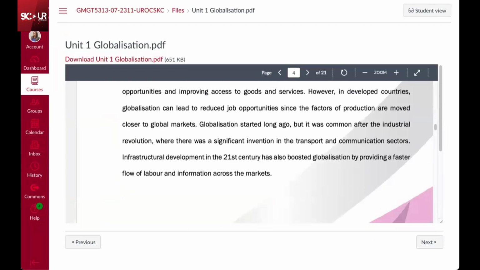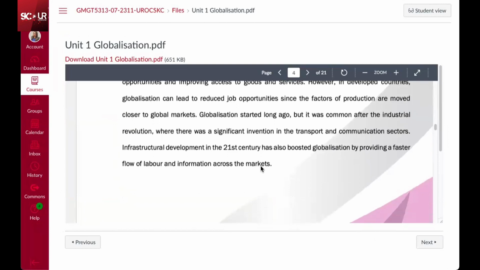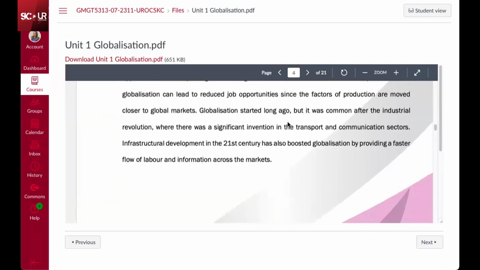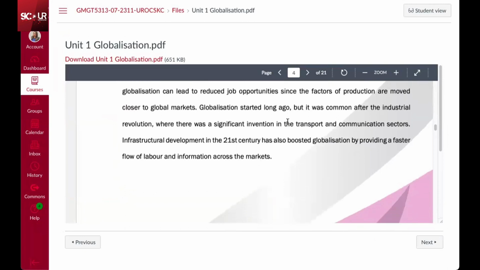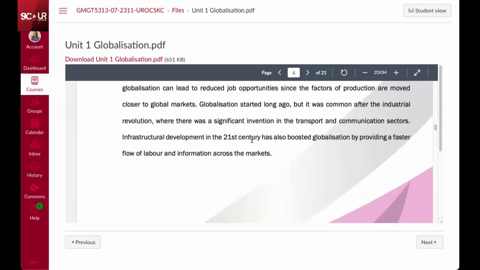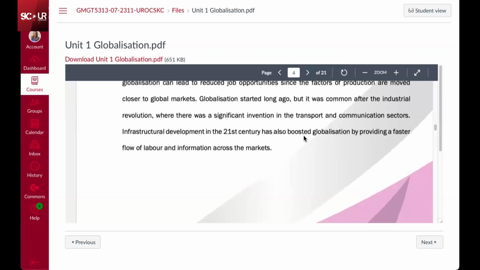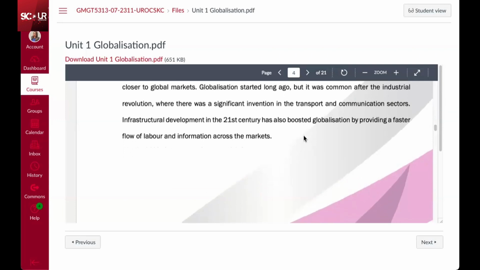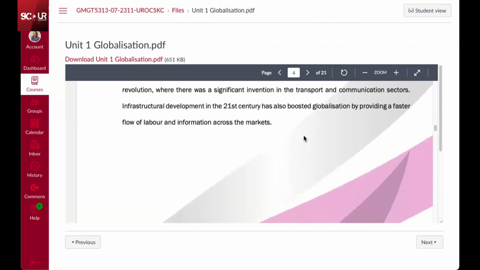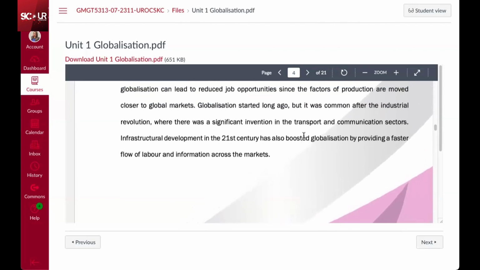So it became common after the Industrial Revolution, where there were significant inventions in the transport and communication sector, right? We have a lot of facilities, a lot of channels or mediums that help facilitate international trade, or globalization. And infrastructure development in the 21st century also boosted globalization by providing a faster flow of labor and information across the market. So it doesn't involve just information and transportation, but also a flow of labor.